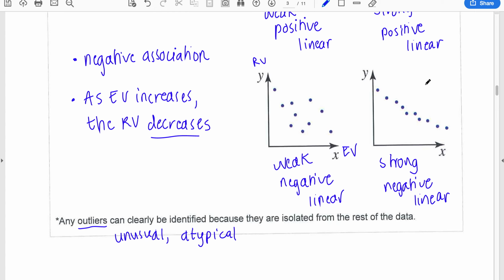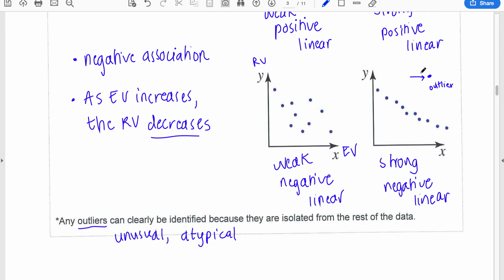So if you have a look, say, at this one, if I had a dot up here, it's very different. It's very far removed from the rest of the data. So that would be referred to as an outlier. So if you want to add one of them to your diagram, you might like to. So that's how we describe the association.